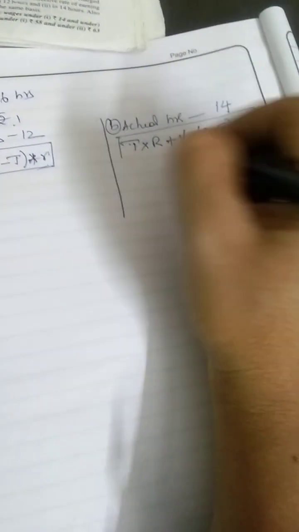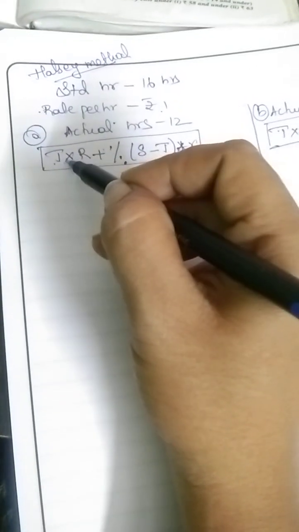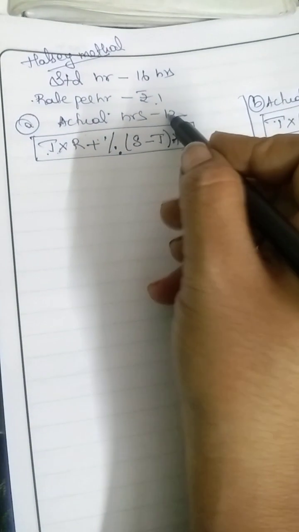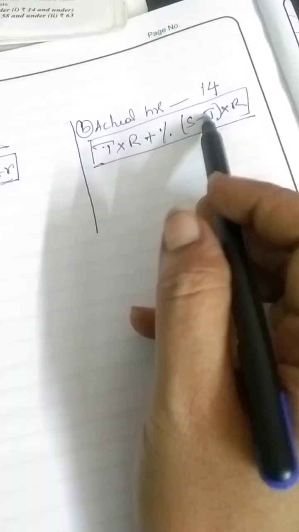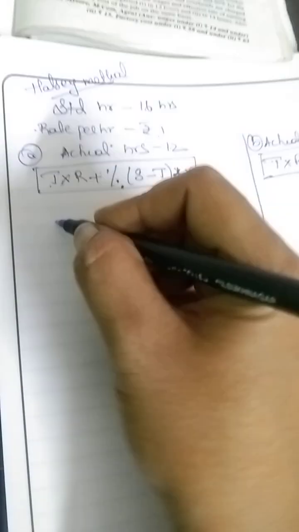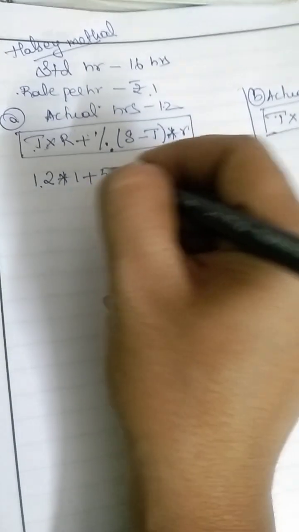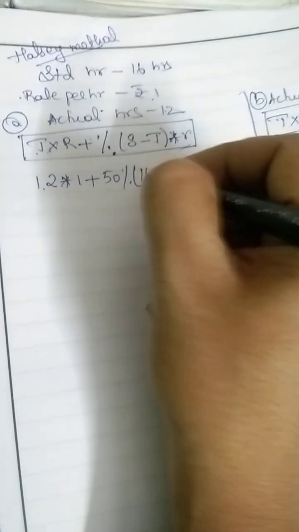So now using the above data, whatever he has given, we are going to substitute in the above formula. The actual time we have taken is 12 hours for this case, and actual time for this one is 14 hours, whereas standard is common: 16 hours for this case as well as 16 hours for this case too. So simply we are going to substitute. First, time taken is 12, rate is 1 rupee, plus 50% he has mentioned, and standard is 16 minus 12 into 1.